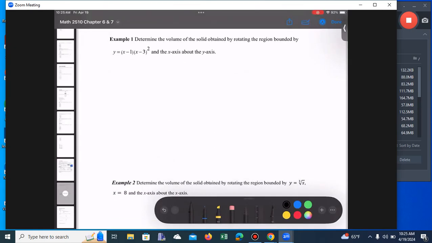Here we have y equals x minus 1 times x minus 3 squared. And we're going to revolve this about the y-axis. The function is also bounded by the x-axis. So we can get what the graph looks like here.